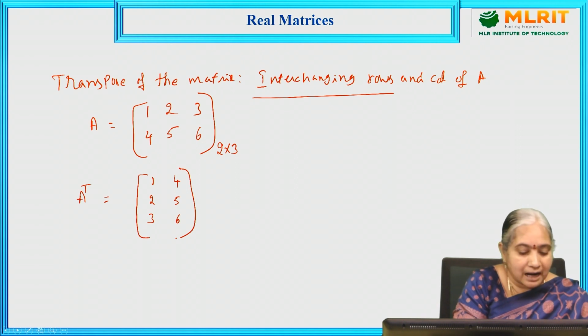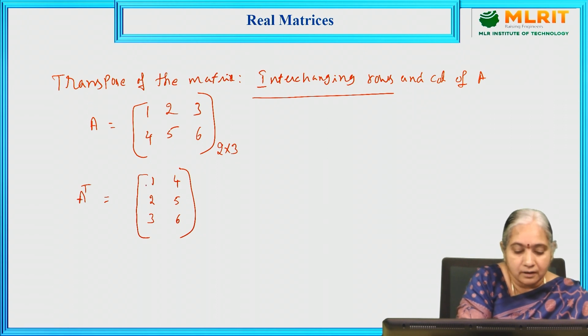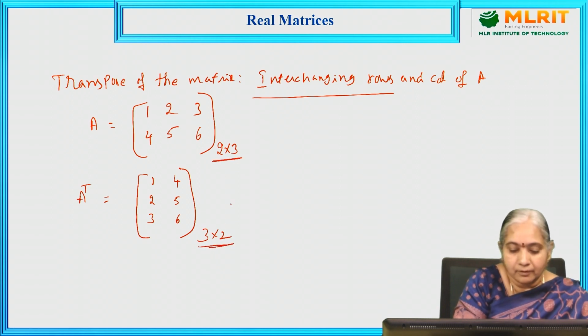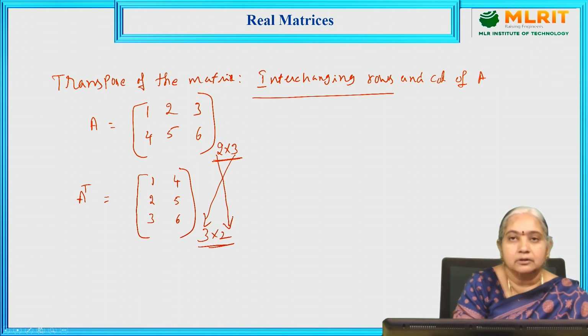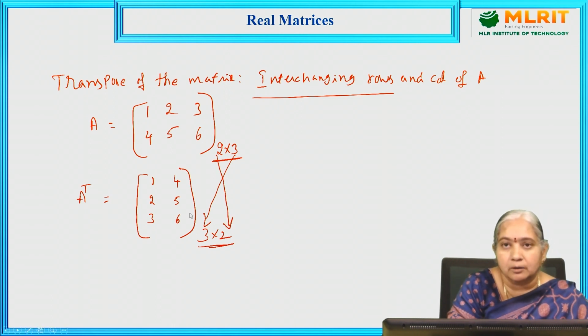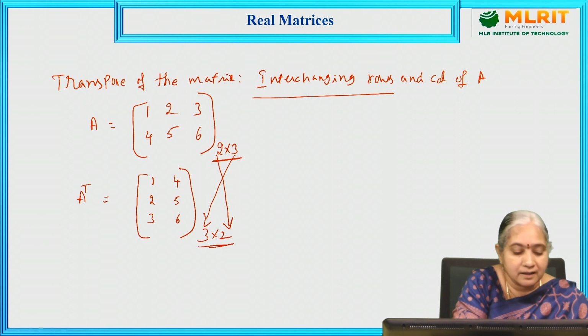So this is the transpose of the matrix A and the order of this transpose matrix is 3 rows and 2 columns, interchanging the rows and columns. So this matrix is called the transpose of the matrix A.